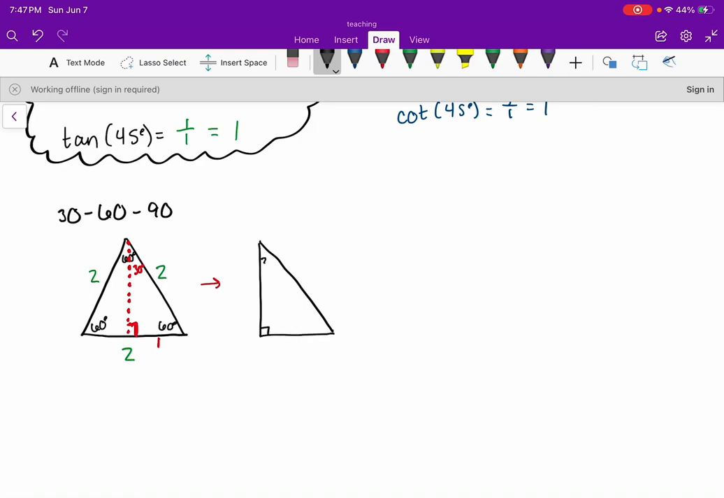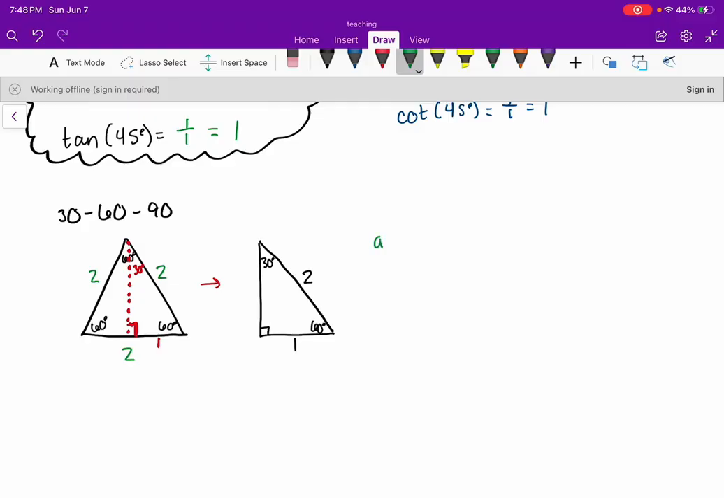So this is now 30 degrees. This is 60 degrees. My hypotenuse is 2. My adjacent side down at the bottom, or whatever you want to call it for the time being, that is 1.